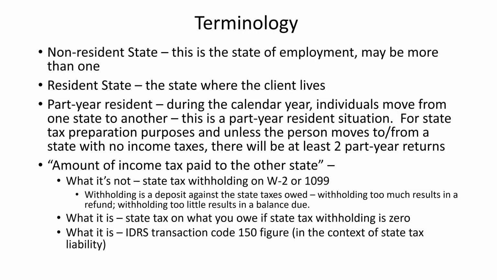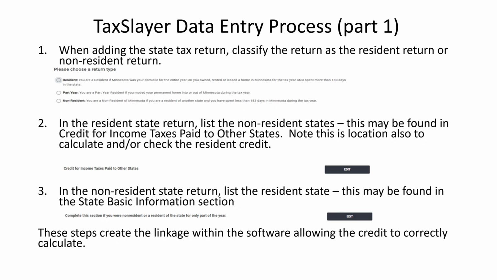And for those of you that are in the business of taxes, are volunteering, and are familiar with reading IRS transcripts, it would be transaction code 150. Transaction code 150 says this is the amount of the tax on the tax return that you owe, simply put. So hopefully that will clear it up.